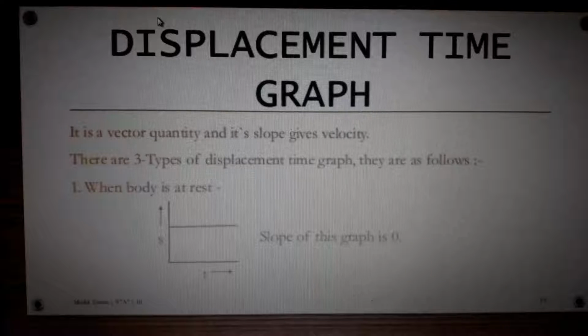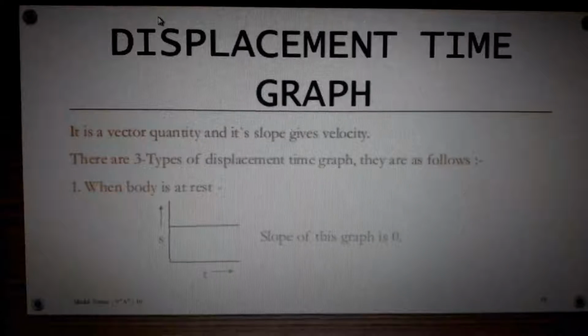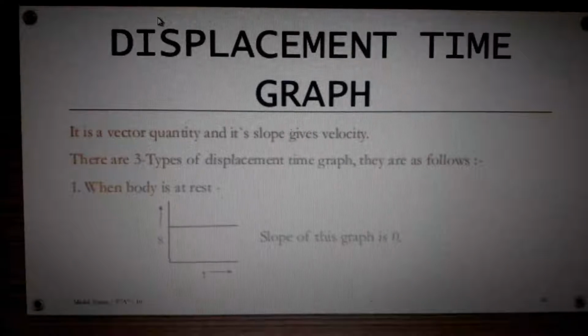Anybody remembers the equation for velocity? Displacement divided by time. Fine. So this is a vector quantity. Velocity is a vector quantity, you already know that. What is the SI unit of velocity? Meter per second. Good. The SI unit of speed is also meter per second.